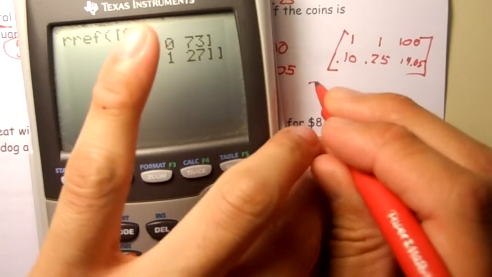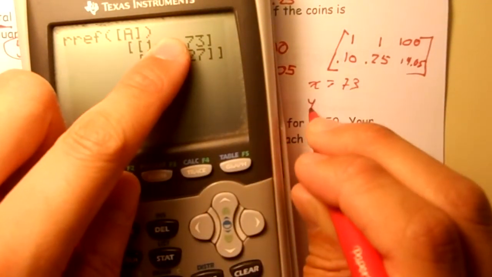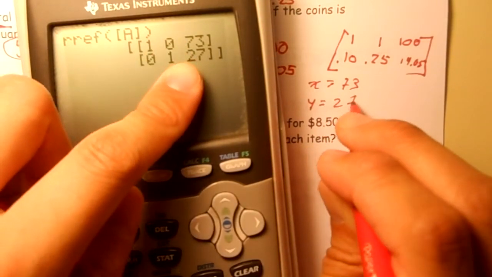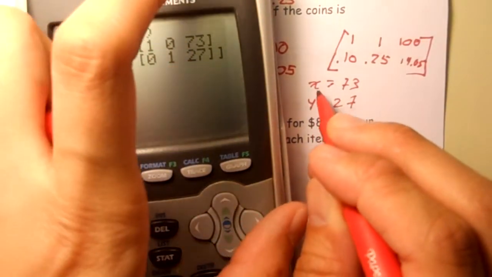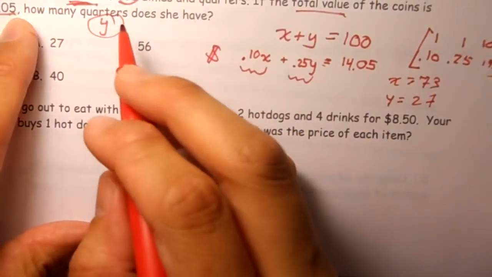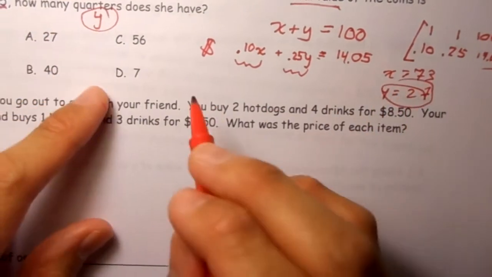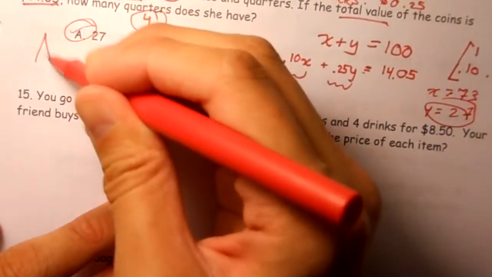And your X value is the top one, 73. And your Y value is 27. So we have to go back to what the question is actually asking us. It's asking how many quarters does she have. So that's the Y value. And we found the Y value to be 27. So the answer is A.